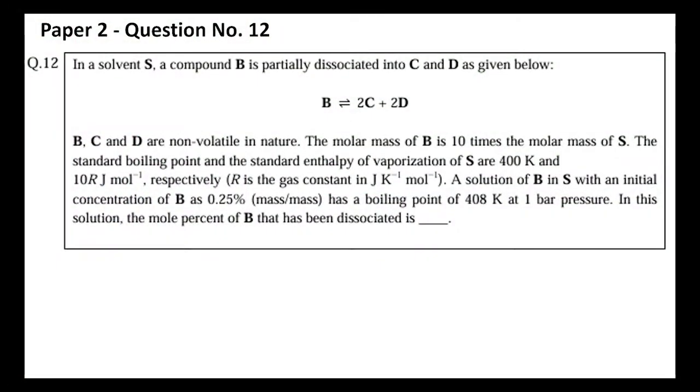Okay. Now, students, the next question is from paper number 2, question number 12. Here we are provided with a solution of a compound B in a solvent C, and it is said to be dissociating into two products in the proportion 2:2. Next, in this question the solvent is said to be S, and then let us list out the given conditions. We also have a condition in terms of molar mass.